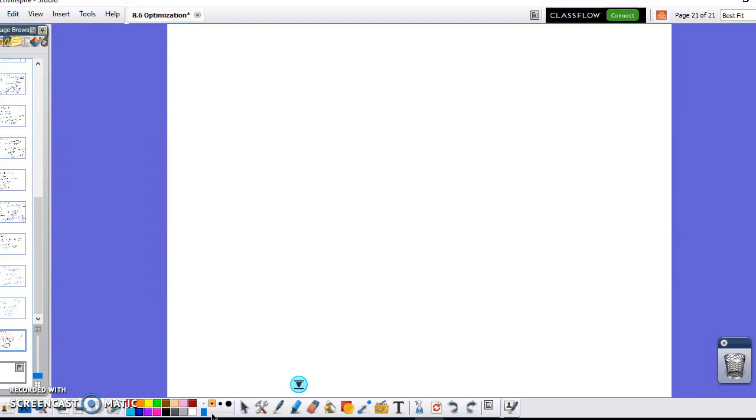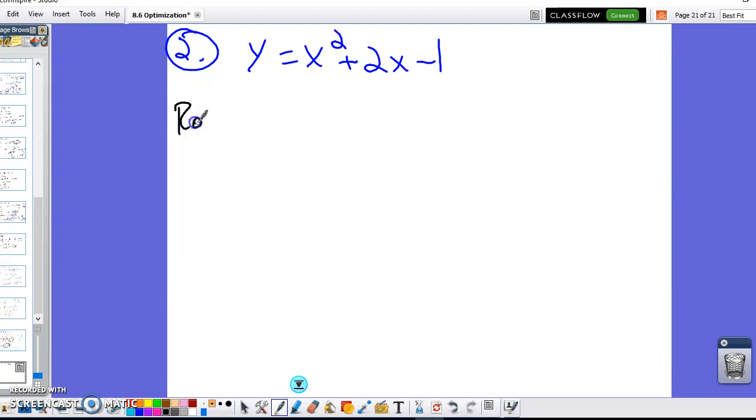Number 2 was y equals x squared plus 2x minus 1. Now if I'm going to solve this by factoring, the first thing I need to do is find my roots. If I'm going to solve this by factoring, I need two numbers that multiply to -1 but add up to 2. Yep, I don't know what those two numbers are going to be. Okay, there are two numbers that exist. It will happen, but they're not going to be integers. So I'm going to go straight to quadratic formula.